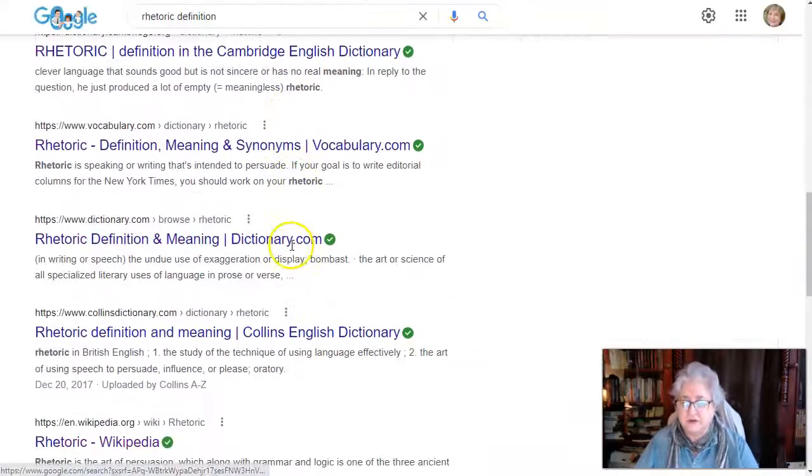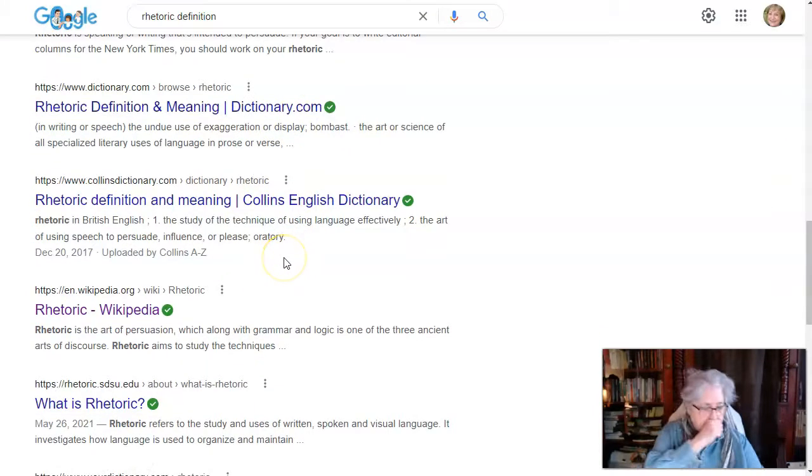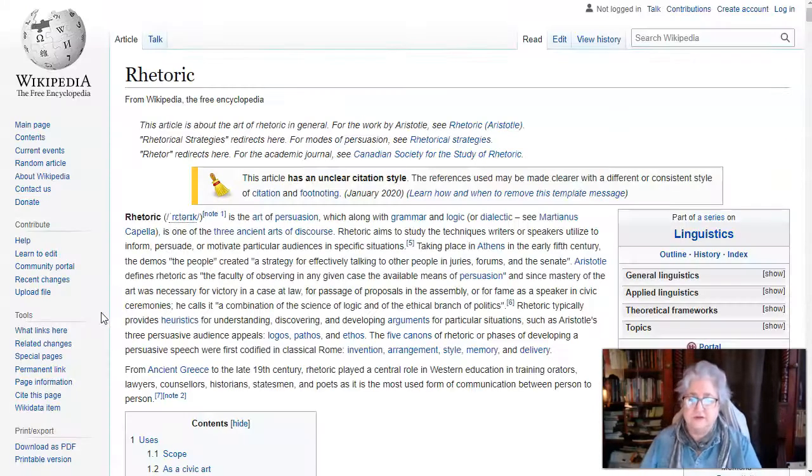Another place to get good information about the history of a term is good old Wikipedia. Now, the thing about Wikipedia is it will give you more than you want, but it also will give you a definition. Okay, so this is another source that can give you sort of the same definition, right?